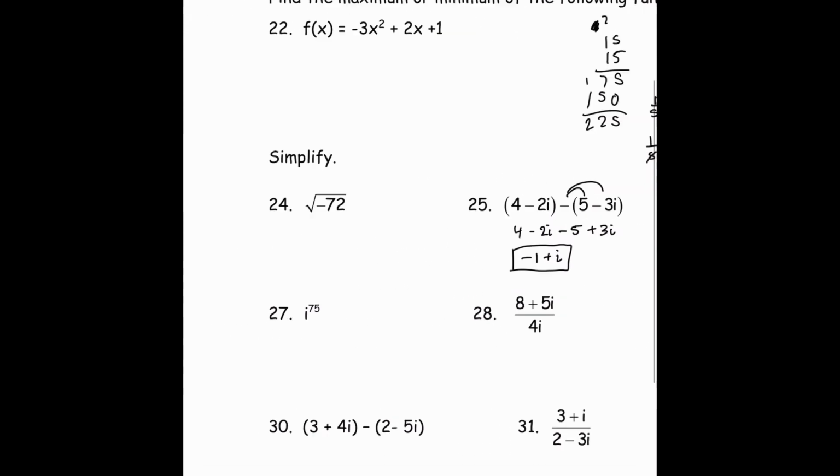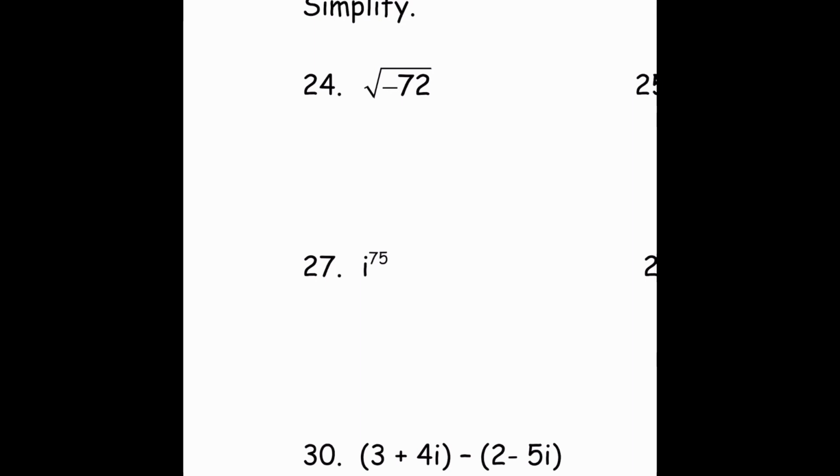All right, 27. Okay, i to the 75th power. So the trick is knowing that i is recursive, right? So i to the first power is just i. i to the second power, negative 1. i cubed, negative i. And i to the fourth power is 1. And then it'll repeat. i to the fifth power would be i. 6 would be negative 1, and so on and so forth.